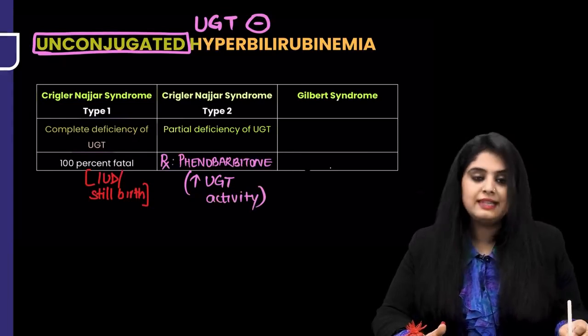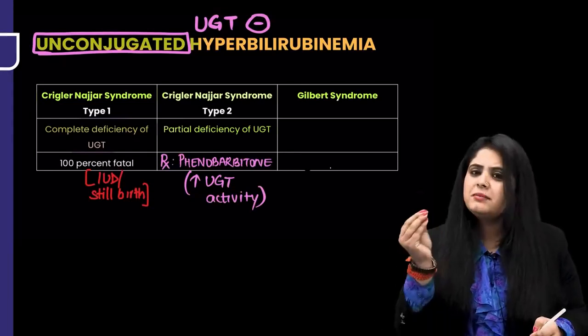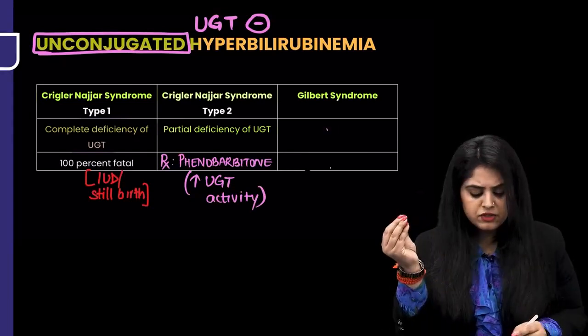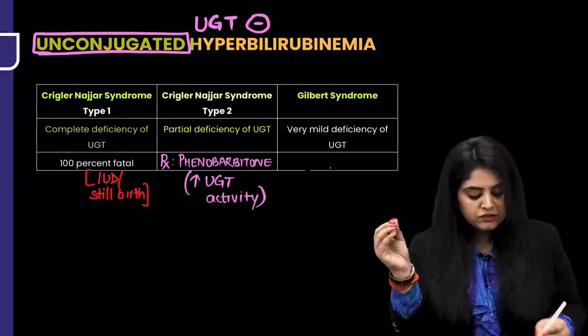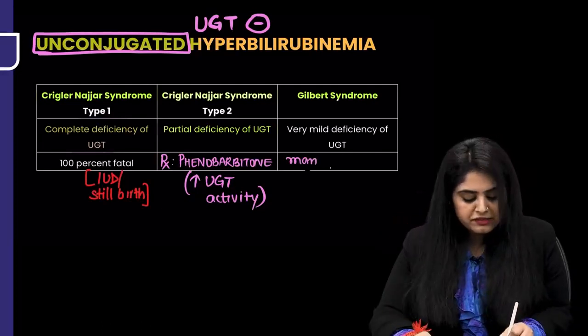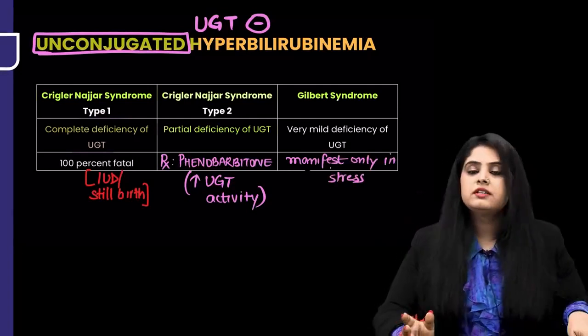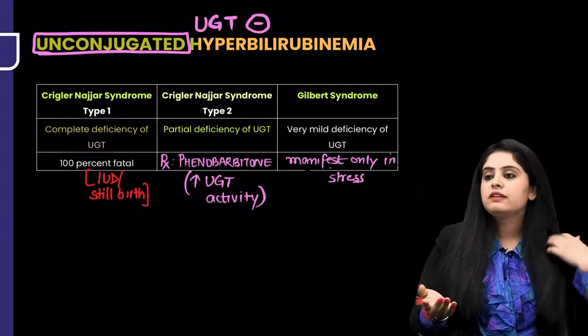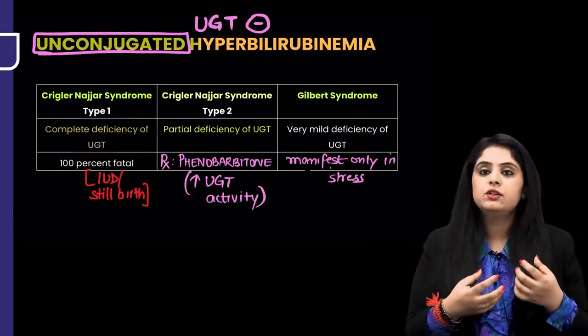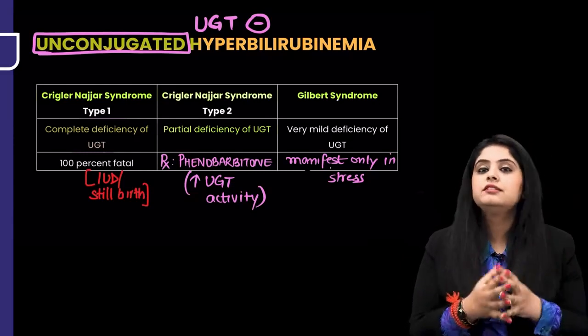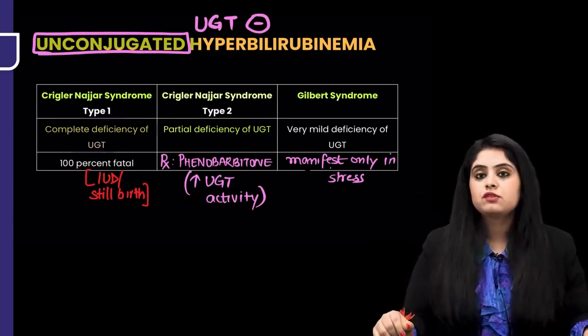Coming to the last one, and that is Gilbert syndrome. This is a very mild deficiency, hardly any deficiency. This will manifest only in stress. Otherwise, the patient is asymptomatic in day-to-day life. Only when the patient has a fever, or pregnancy, or some minor infection, then the disease will come up. Otherwise, the person is totally asymptomatic.